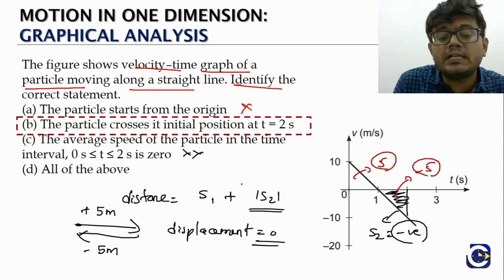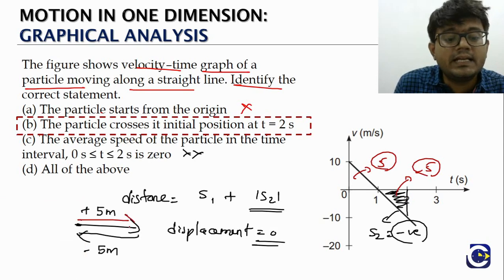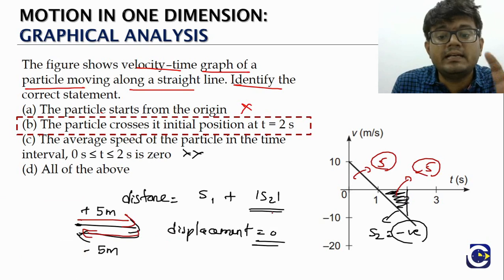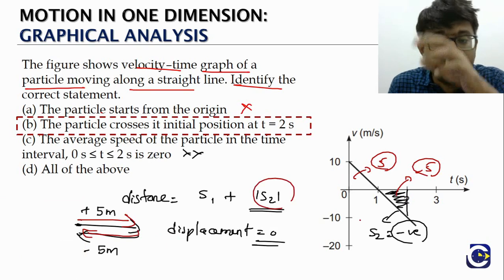But when you talk about the distance covered, what will you say? It is traveling for 5 meters. Then again it is traveling for 5 meters. So when you say distance, we will take only the modulus value.